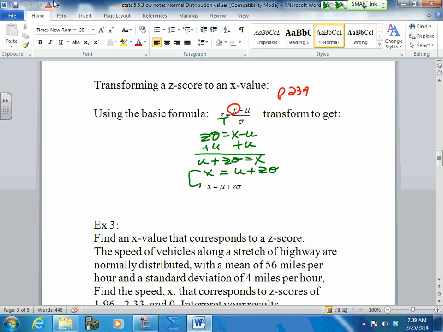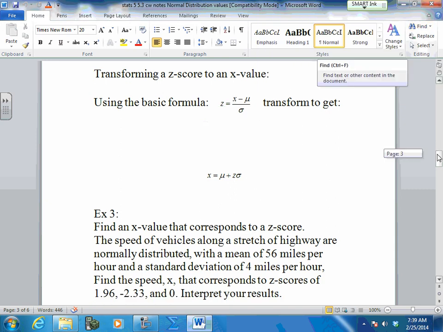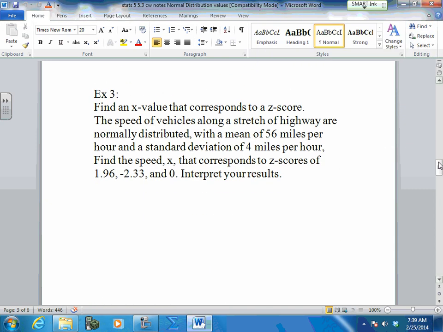It's page 239. So let's go to example 3 and take a look at this. As soon as you see this, it'll start to make more sense. Because yesterday we were working with your table and finding the values that are associated with those areas. But now you get to put the whole thing together. So we want to find an x value that corresponds to a z-score.